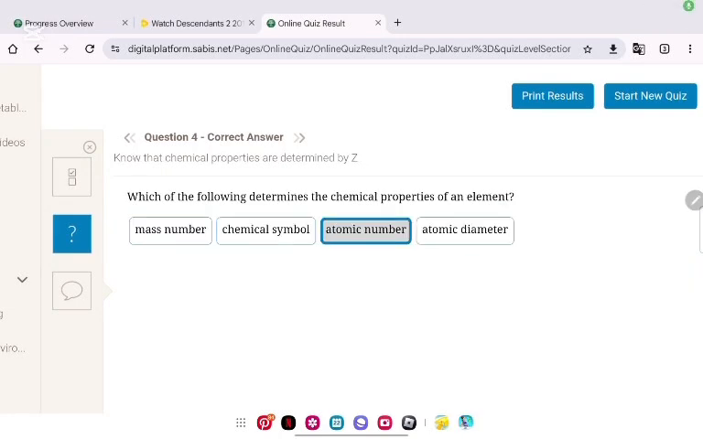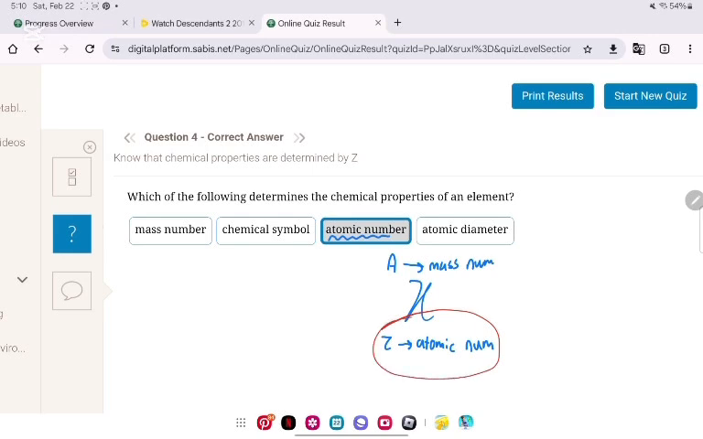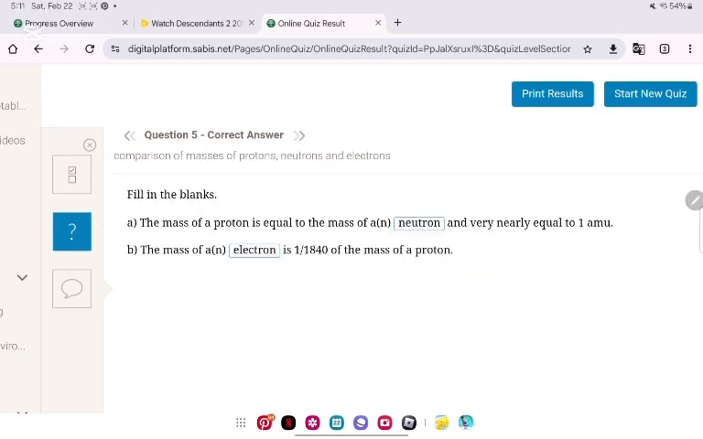Okay, for this question we have to memorize it. It says they want what determines the chemical properties of an element. The answer is atomic number. The atomic number is basically, A and then C. This is the mass number, and this is the atomic number. So this determines the chemical properties of an element. Just memorize it.